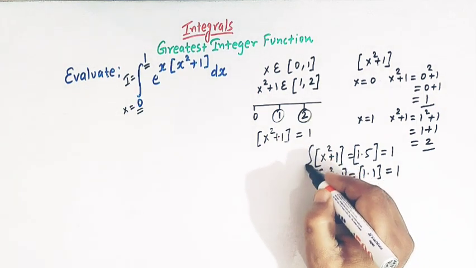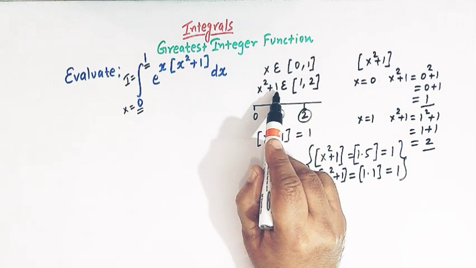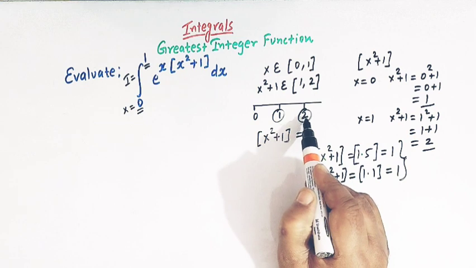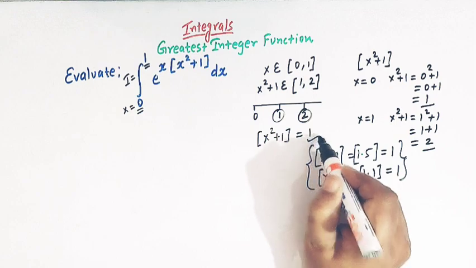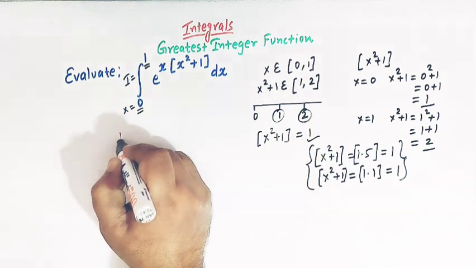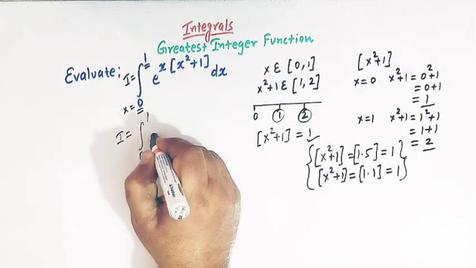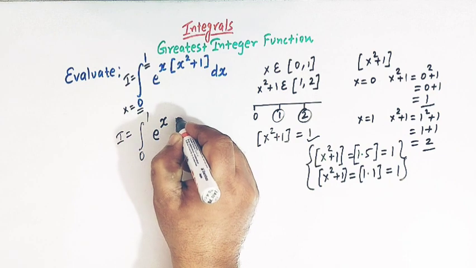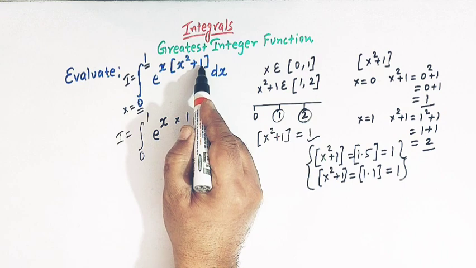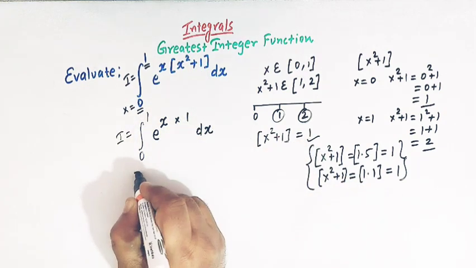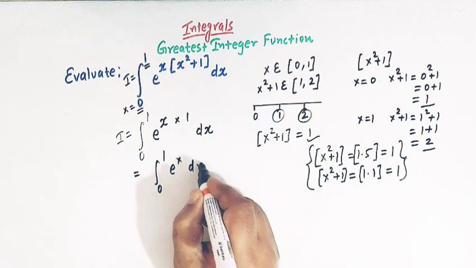The purpose of taking these two examples is to suggest that whenever x square plus 1 lies between 1 and 2, the greatest integer of x square plus 1 is always equal to 1. So now we can write this integral I as the integral from 0 to 1 of e raised to x times 1, because the greatest integer of x square plus 1 is equal to 1. So we have a very simple integral, 0 to 1 e raised to x dx.